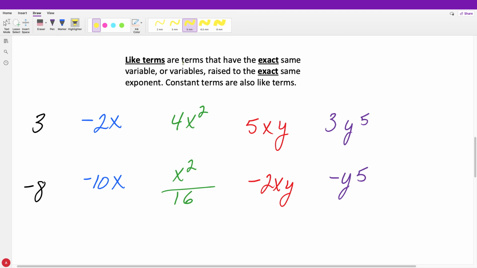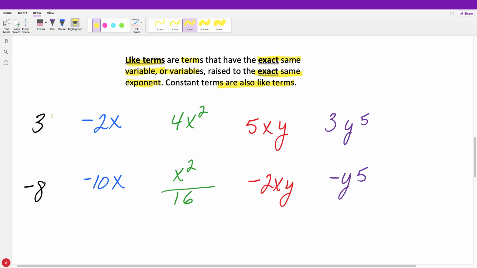All right, so for this, what are like terms? Like terms are terms that have the exact same variable or variables. So meaning if we have multiple variables as part of our term that are multiplied together, every single variable must be the same. And all those variables have to be raised to the exact same exponent as well. All right, constant terms are like terms. So if we have a number, just a number, they are like terms.